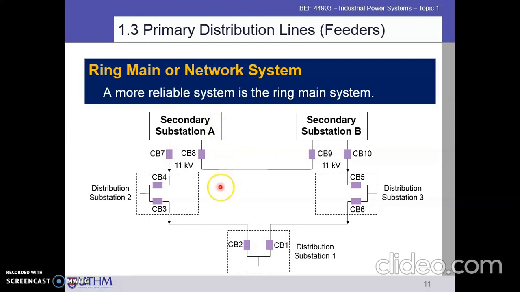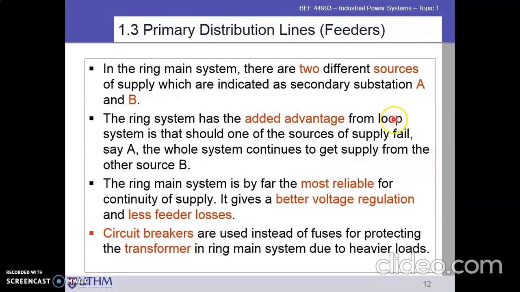So we can see here, for this condition, distribution substations 2, 1 and 3 will get the supply from substations A and B. So if any fault occurs at substation A or B, distribution substations 1, 2 and 3 still get the supply from the other substation, either from substation A or substation B. Okay, this is the explanation for the ring system. I already explained it in the previous slide.